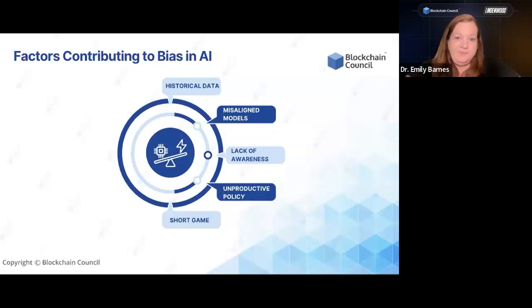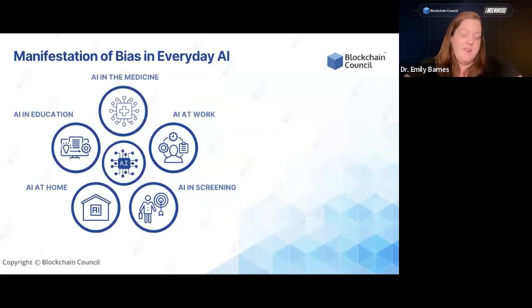So how does this appear in products and industries? It's a good segue. Let me go to the next slide. Now we're going to talk about the manifestation of bias in everyday AI. Over the next few slides, we'll discuss how bias in AI appears across industry sectors, and I'll provide a brief case study for each.